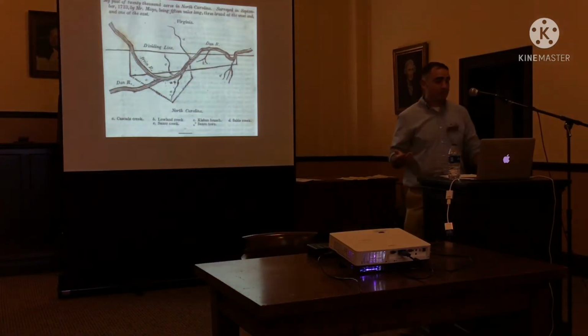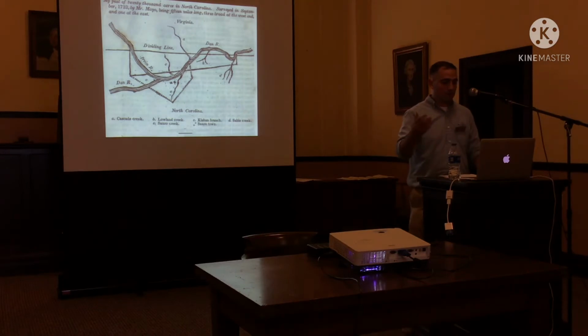So Byrd must have liked the area, because he bought 20,000 acres just across the border in North Carolina, and he named it Eden. So William Byrd is the founder of Eden.